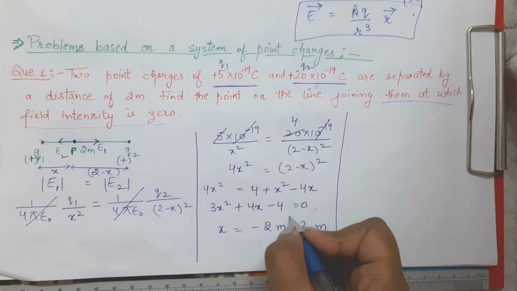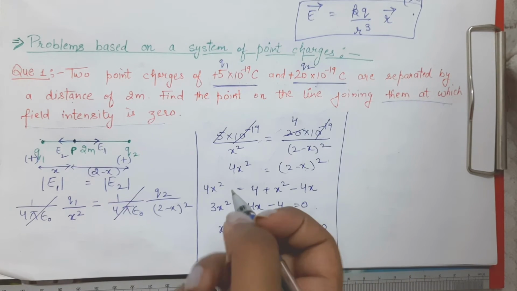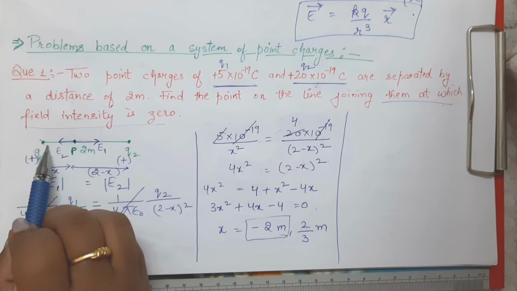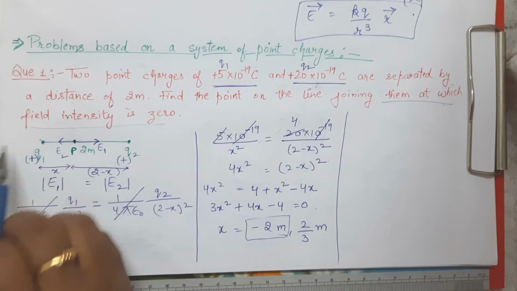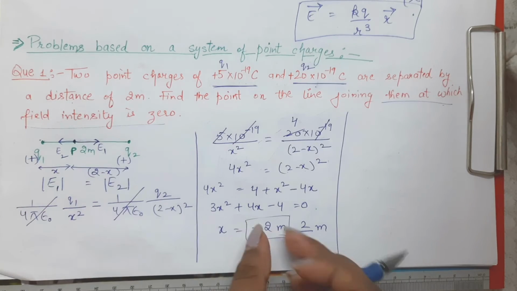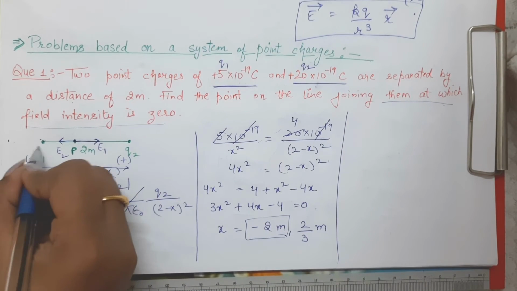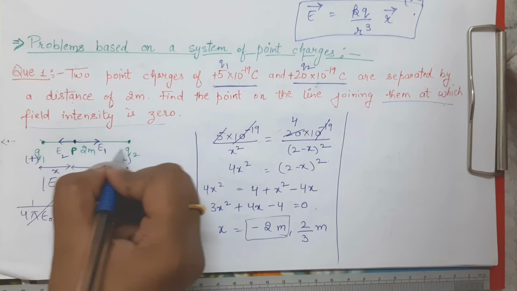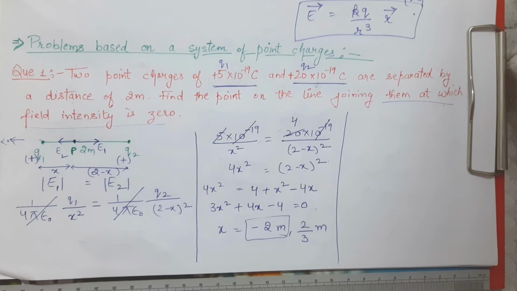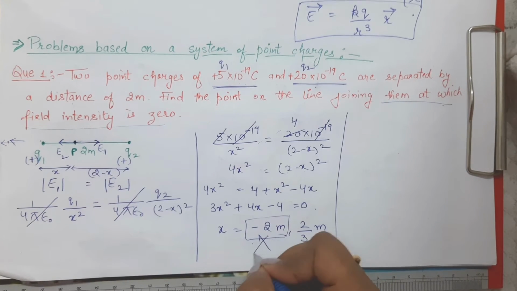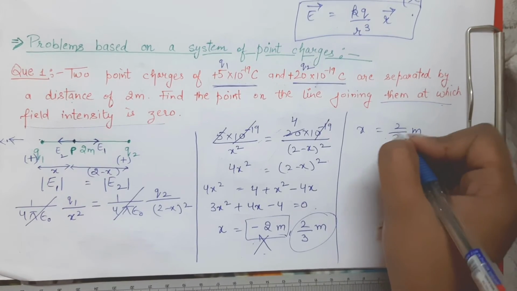So if we consider the answer minus 2 meter, the point P will lie on the left side of this charge, right? So it will lie somewhat here, which is not going to be possible. If we are considering it to be minus 2 meter, the field due to Q1 will be here and due to Q2 will also be here, so these will add up. Fields will add up and will not become 0, so this cannot be the answer. So x is equals to 2 by 3 meter. This will be the answer.